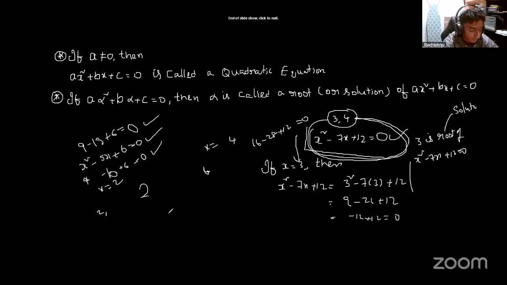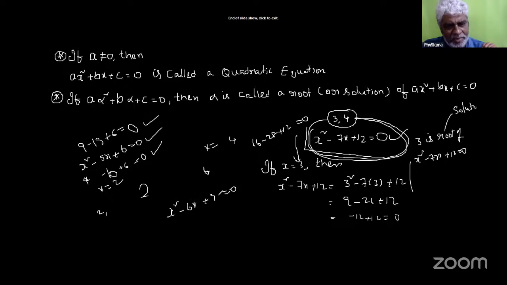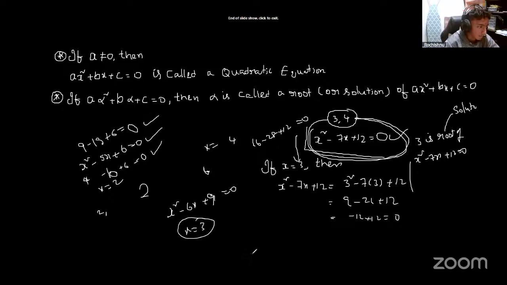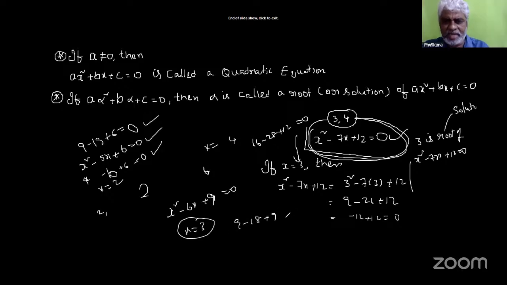Very good. Now I am asking x square minus 6x plus 9 is equal to 0. I am telling one root, you will tell another root. x is equal to 3 is the root of it. Agree or not? 9 minus 18 plus 9, which is equal to 0. Okay, satisfying. Please tell the other root.